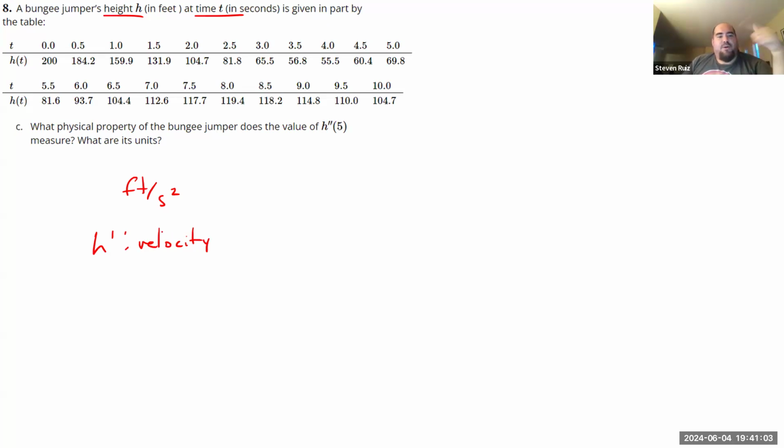If I go one level beyond that, what is the rate of change of velocity with respect to time? That gives you the acceleration of the bungee jumper with respect to time. So as time goes on, how is his velocity changing?